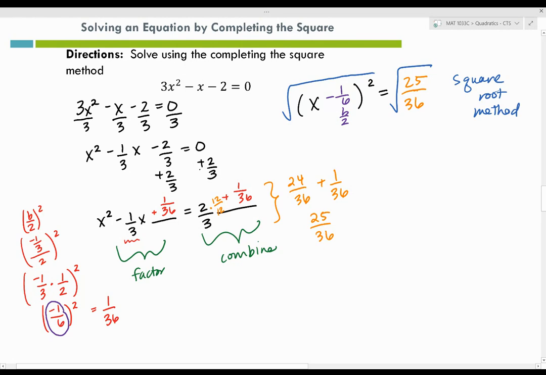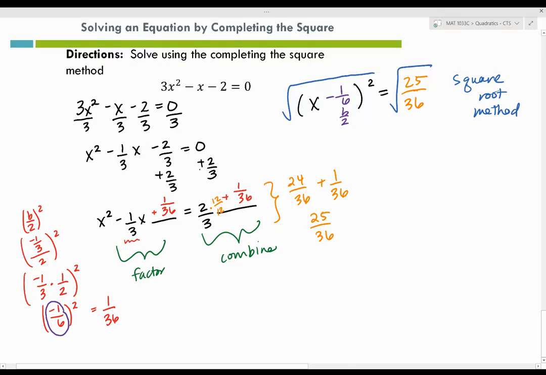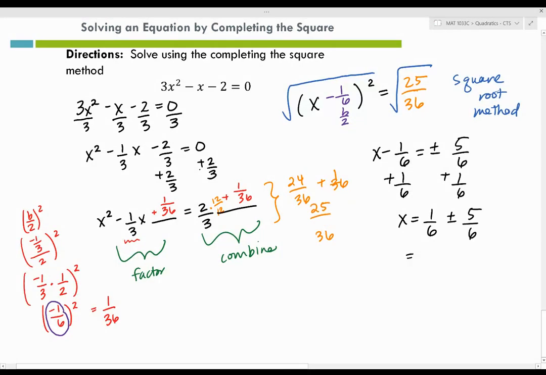So when I do that, it's going to give me, all right, x minus 1 over 6 equals, plus or minus, the square root of 25 over 36 is 5 over 6. And then I need to solve for x, so I'm going to add 1/6 to both sides. So x equals 1/6 plus or minus 5 over 6, okay? Because both of those quantities have the same denominator, I can combine them.